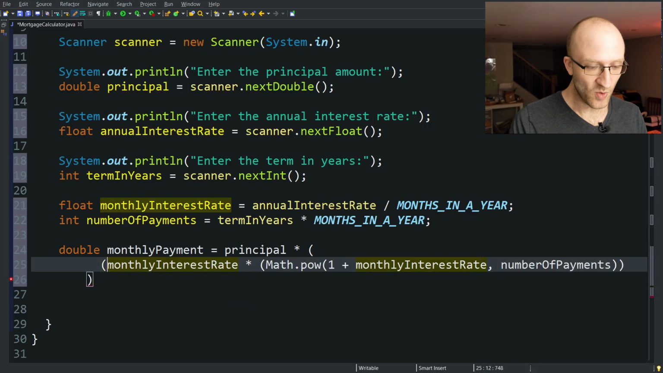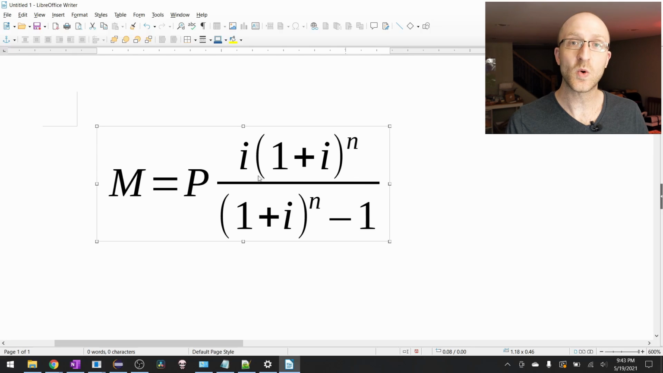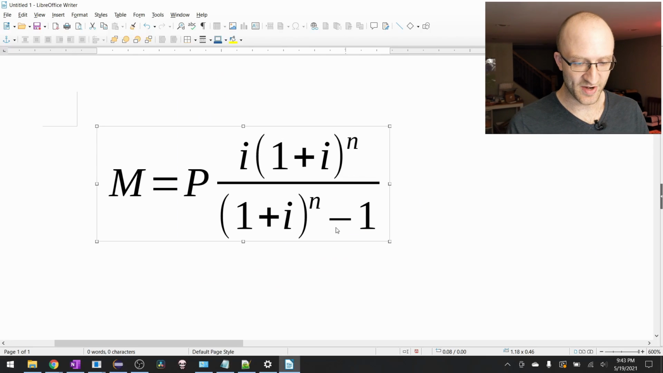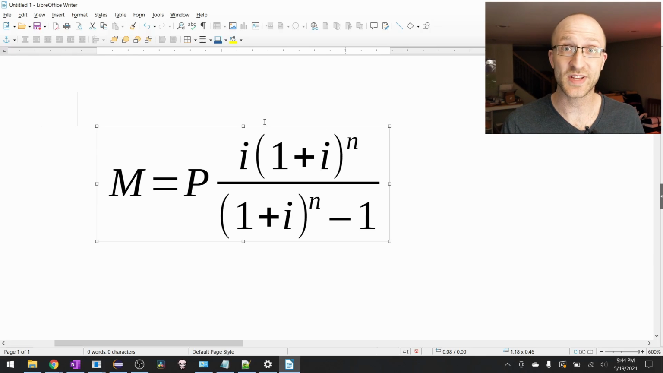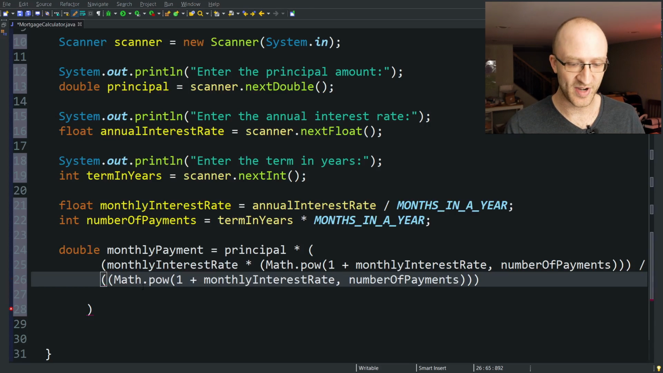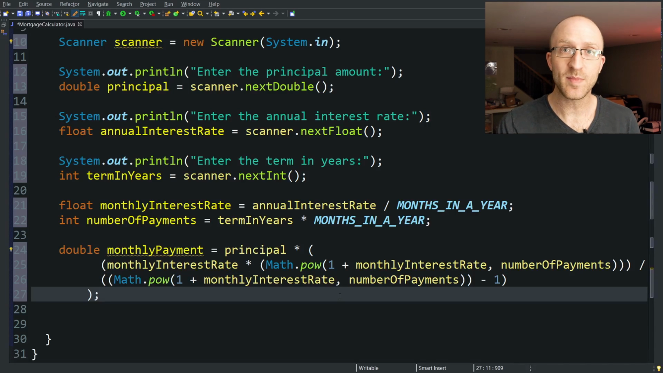So let's contain that whole thing in parentheses, and then we're going to want to divide it by this whole denominator. So we put in a slash to divide, and then we'll put in our denominator. And you can see we have 1 plus I raised to the power of n. That's the same as one of the terms we have in our numerator here, so we can just copy that part. And that's this whole math.pow piece, so we can just copy that and paste it here in our denominator. And we just need to take that and subtract 1. So just minus 1. And that should work for the monthly payment calculation.